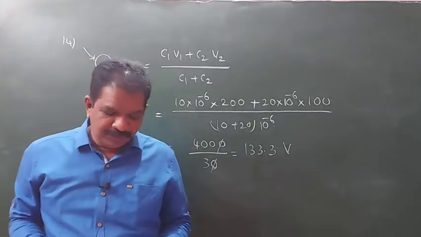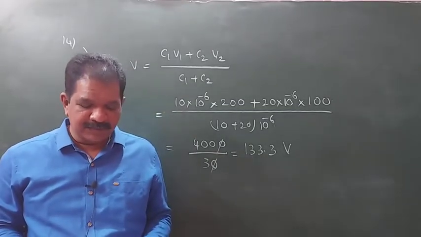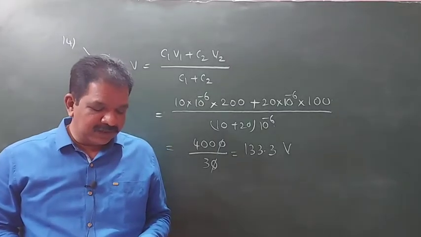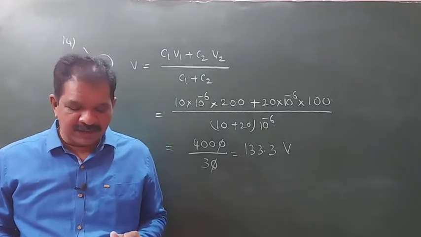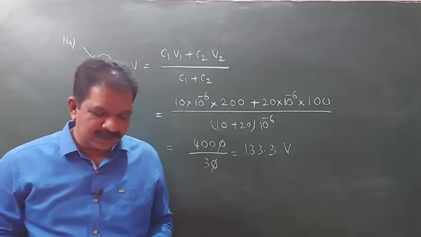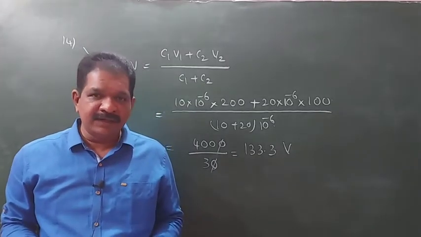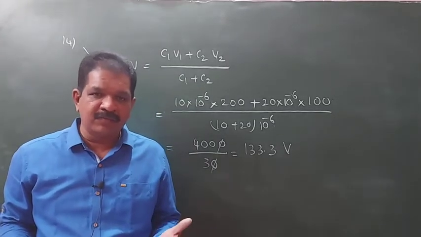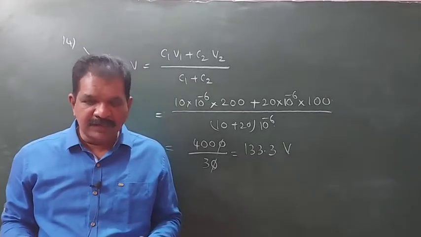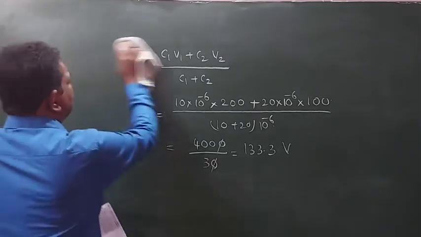Next, 15. A parallel plate capacitor is charged and then isolated. The effect of increasing the plate separation on charge, potential and capacitance will be how much? So what will happen? Charge remains constant because we are not giving additional charge. What we are doing? Just increasing the separation. So charge remains constant. So 15th, C.